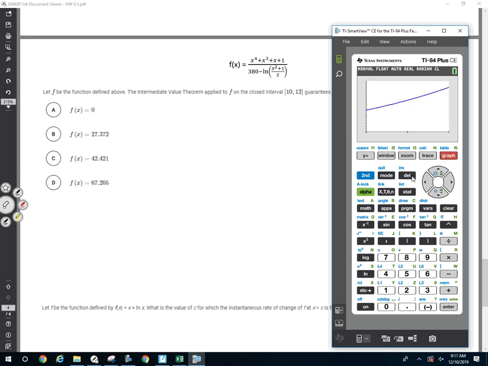Okay, so look at all the function values. The function values start at 29. They go all the way up to about 60. We are guaranteed to cross, and we do, 42.421 somewhere. It's going to be somewhere between 10 and 11, 10.98 and 11. So that's the intermediate value theorem. That's a good review.